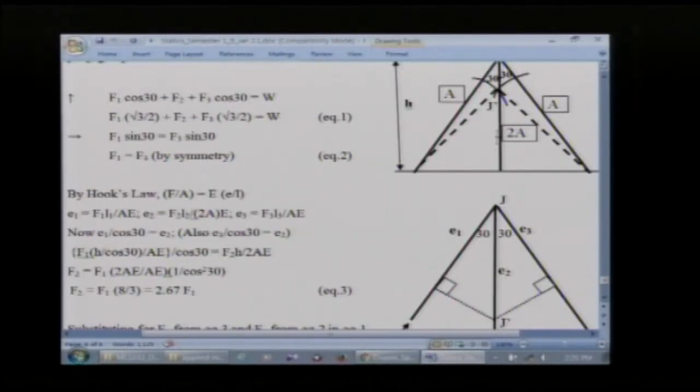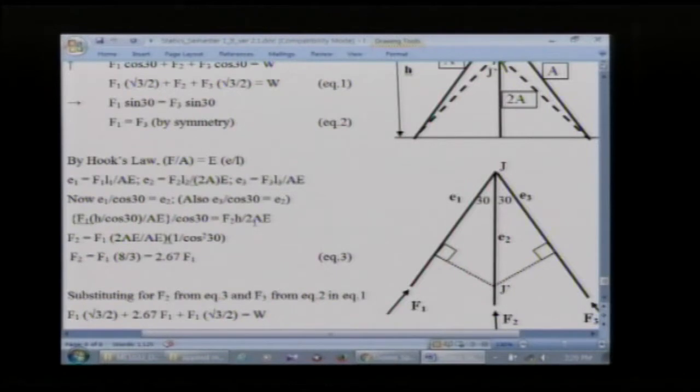Now here this length is H, right? The length here was H divided by cos 30, but here the length is H, right? And divided of course by 2AE, right? So here we have in fact a third equation. It is a relationship between F1 and F2, which we have got by finding a relationship between E1 and E2. So in other words, for this deformation to be compatible, in order for the structure to remain as a single entity, E1 divided by E2 must be equal to cos 30, right? So that is a compatibility of deformations.